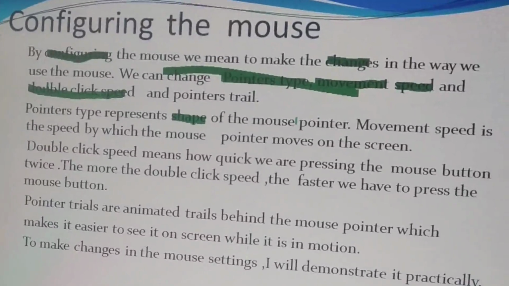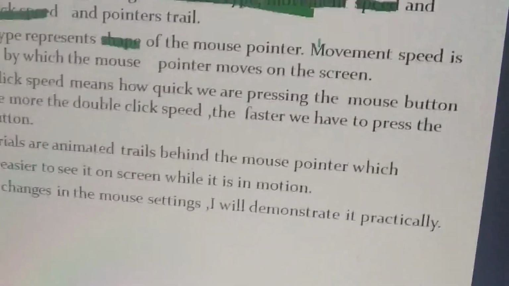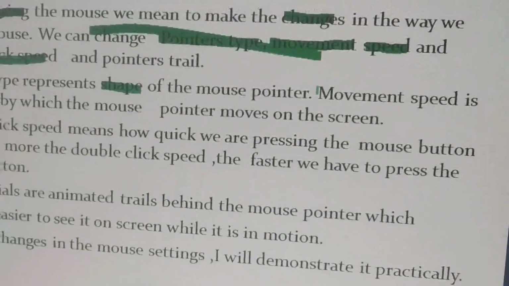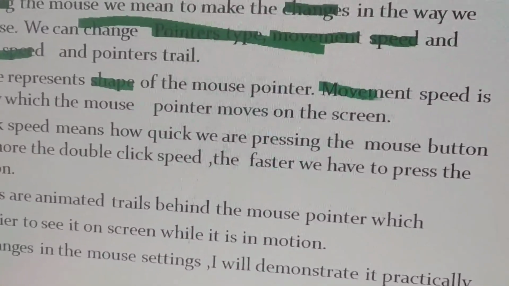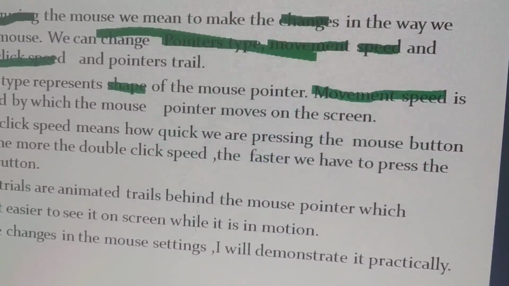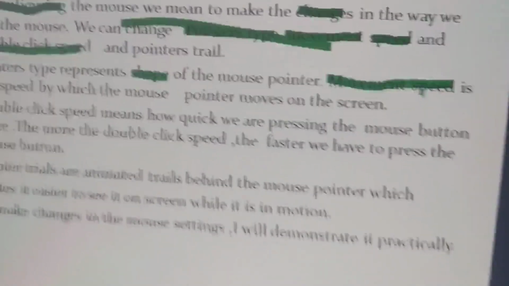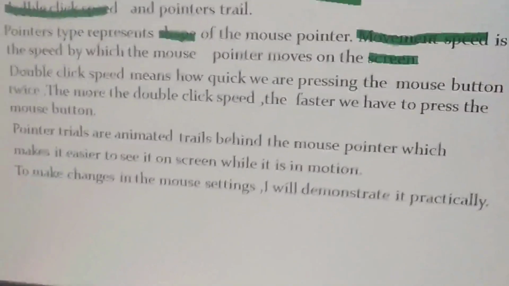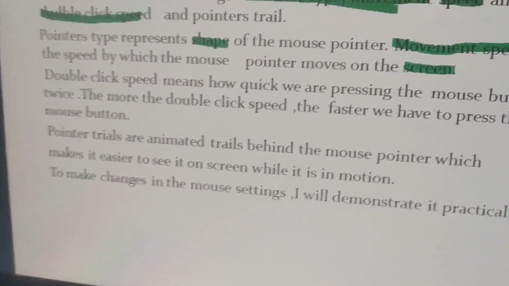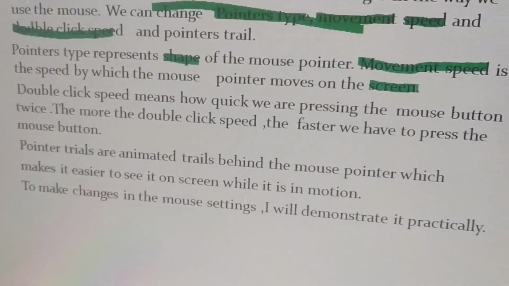Then movement speed. What is movement speed? Movement speed means the speed at which the mouse pointer moves on the screen, on any computer screen, in any file or any document or on the desktop, wherever it is.